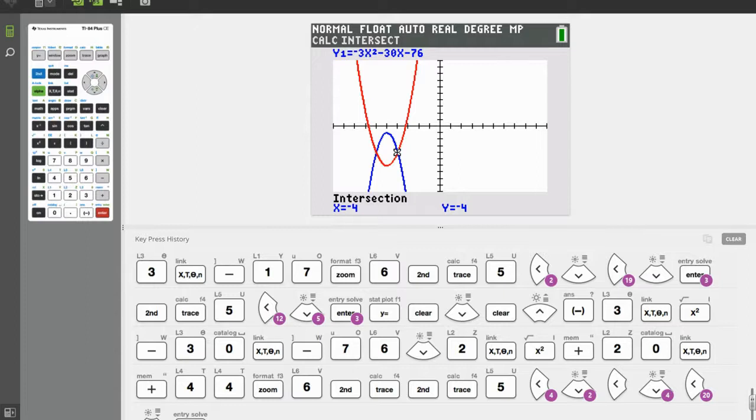First point is -4, -4. That's what we were expecting. Second trace, number 5. Move it all the way over to the other one. Enter, enter, enter. And we get a value of -6, -4.